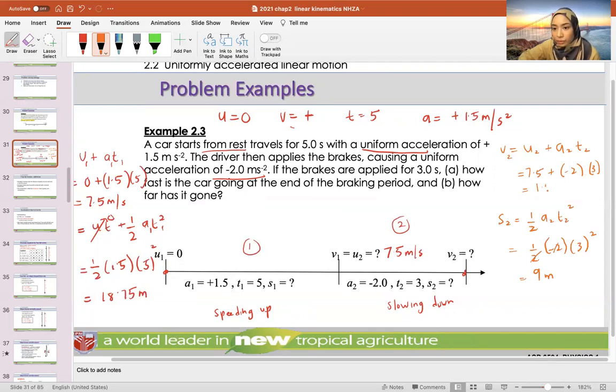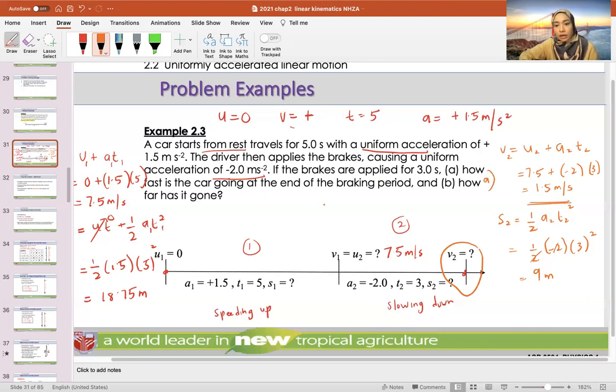So what's the V2 over here? Minus 6. 1.5. Okay. So now it's asking how fast is the car going at the end of the braking period? It's asking for V2. So the answer is 1.5. So this is answer for A.